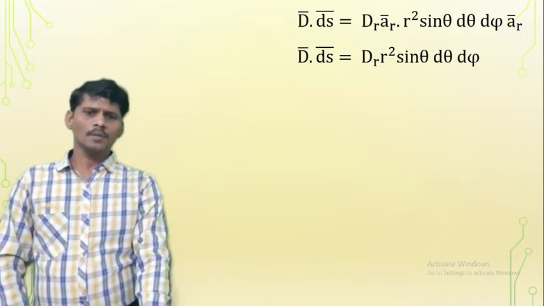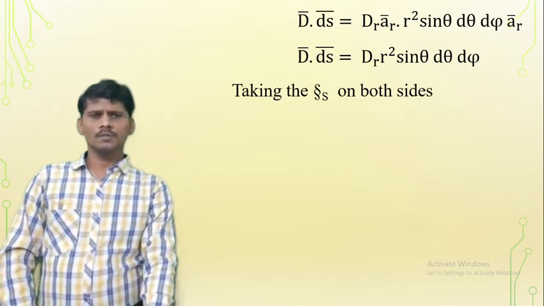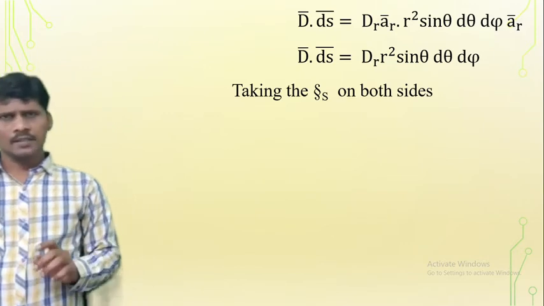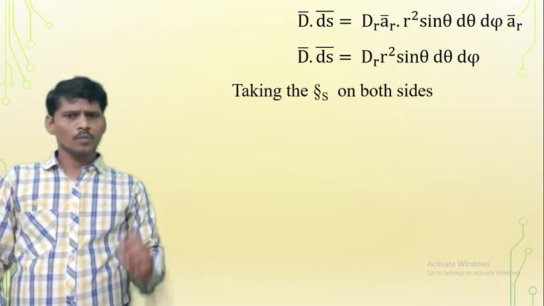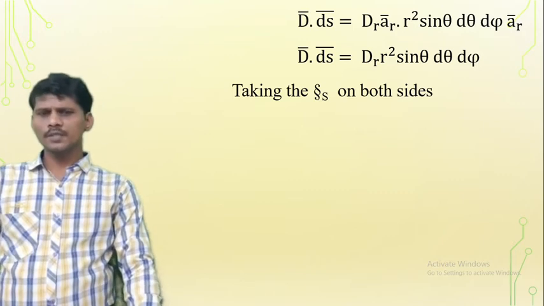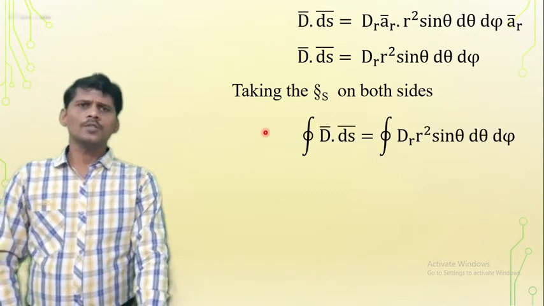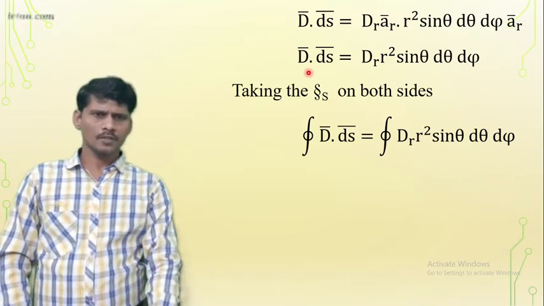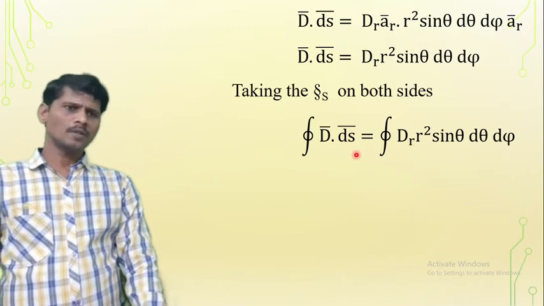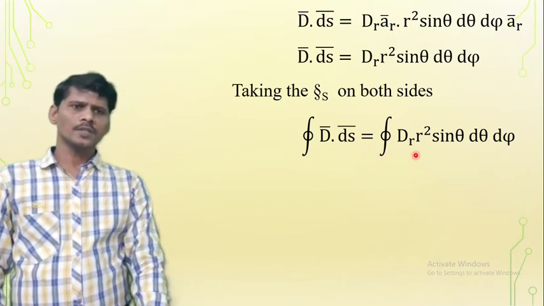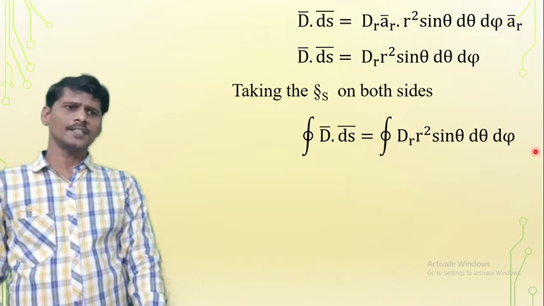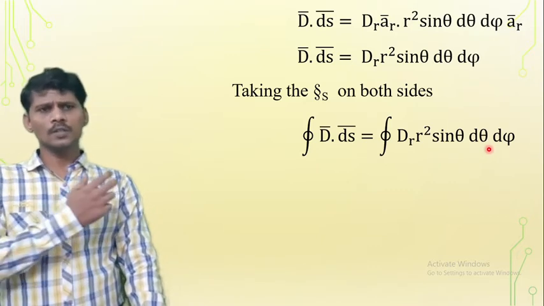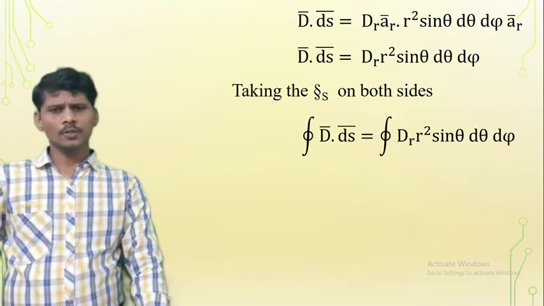So using the statement of the Gauss law, D bar dot ds bar is equal to d psi, taking the closed surface integral on both sides. We get closed surface integral of LHS term is equal to closed surface integral of RHS term. So that is closed surface integral of D bar dot ds bar is equal to closed surface integral of Dr r square sin theta d theta d phi. Now the surface integral means there are two integrals, one with respect to theta and another one with respect to phi.